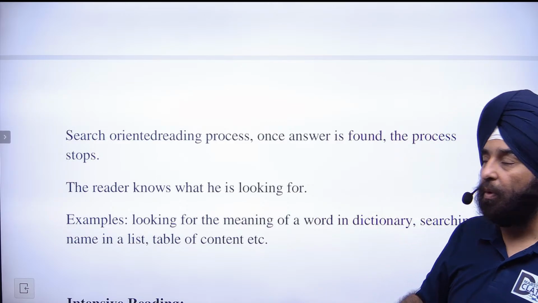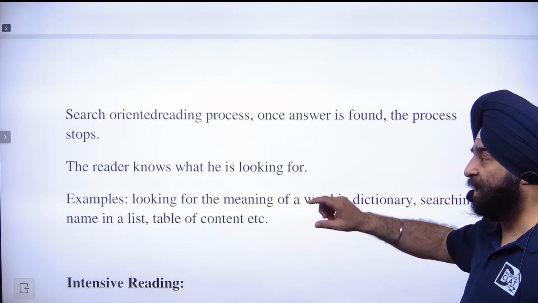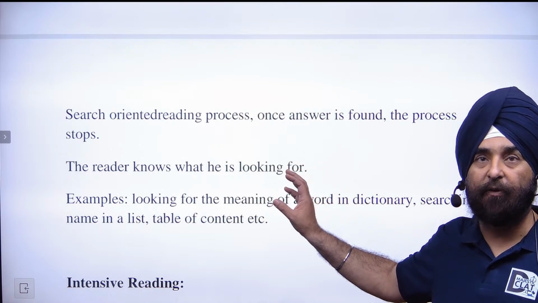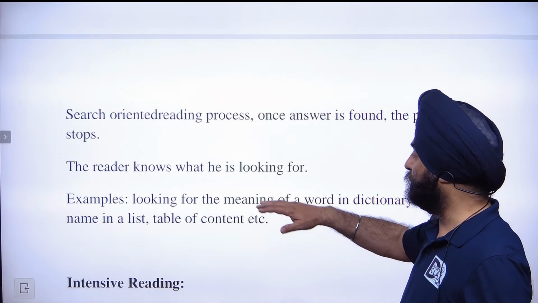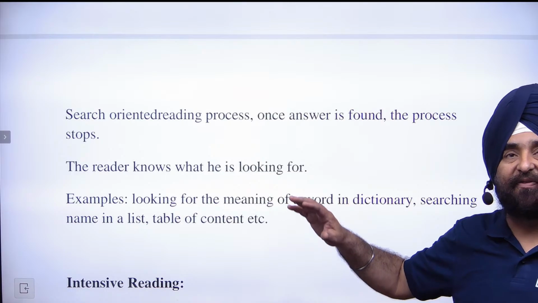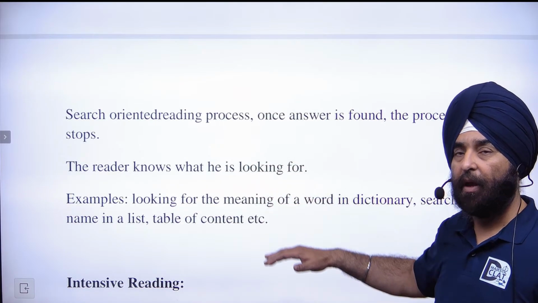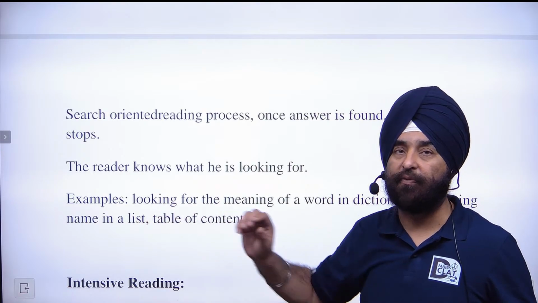Now the reader, once he has found the answer to the question that he was looking for, knows what he is searching for. So obviously he would not like to read further. Now, let us take up some examples of scanning.